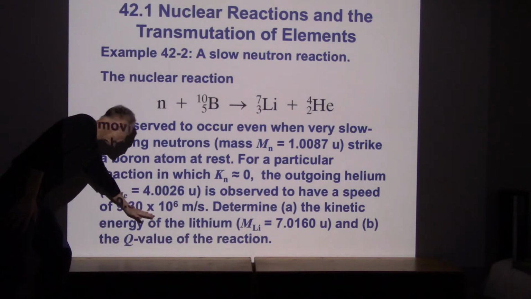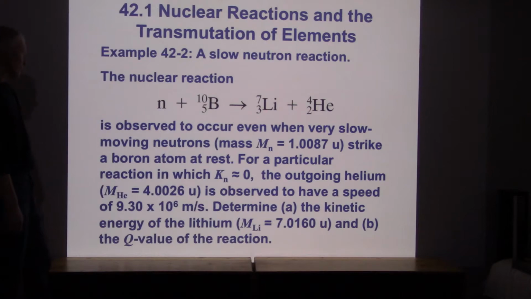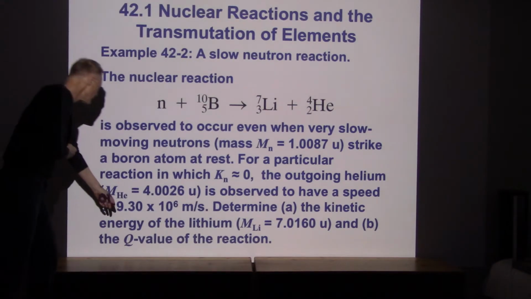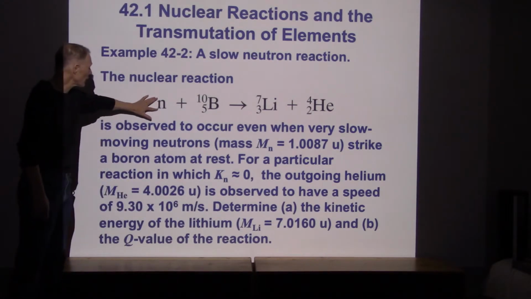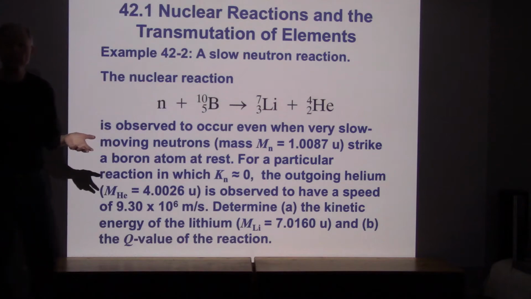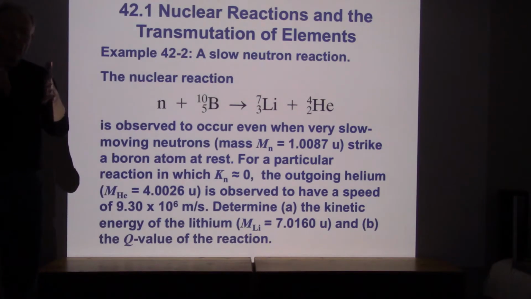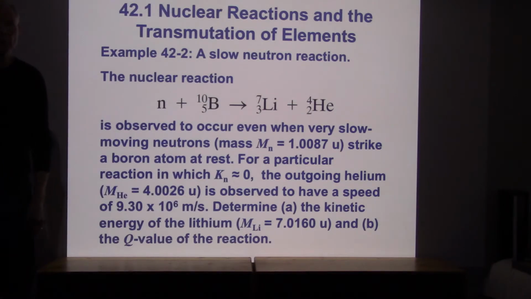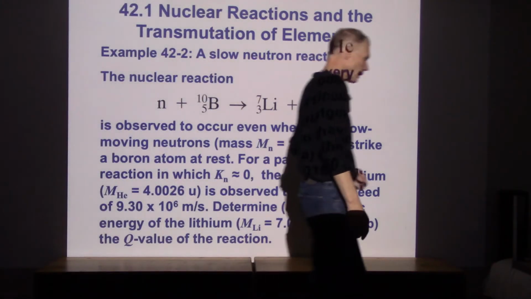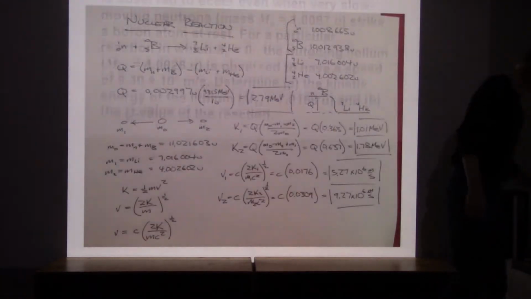This number right here. So they said that the outgoing helium is observed to have a speed of 9 times 10 to the 6 meters per second, and that the neutron coming in is essentially at rest. So they say that the neutron coming in does not come in with a significant amount of kinetic energy. Let's see how this plays out with our calculations here.